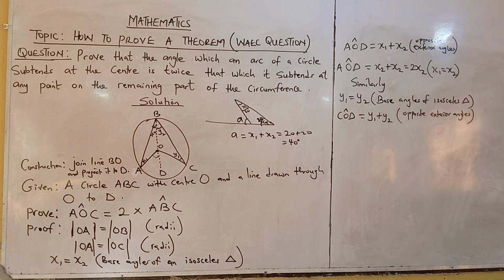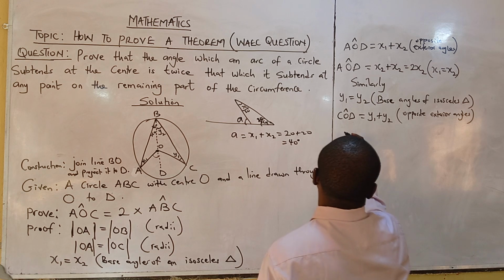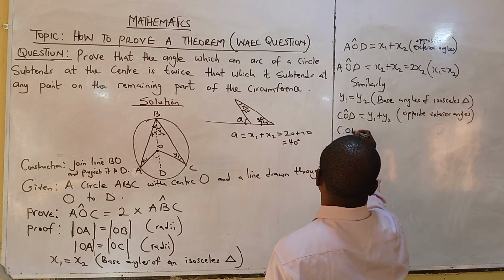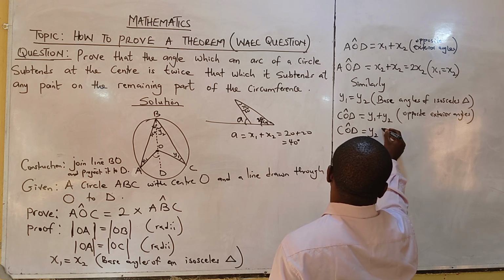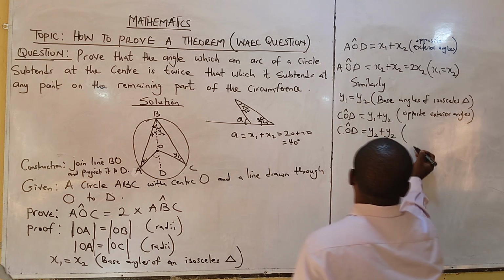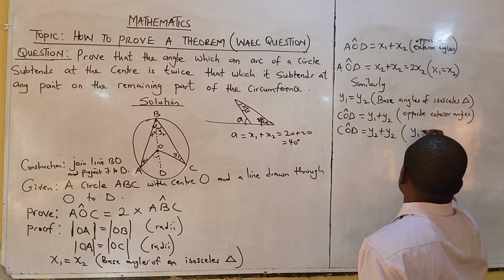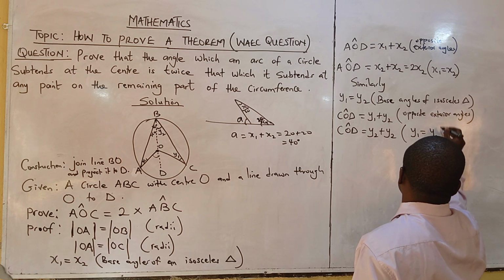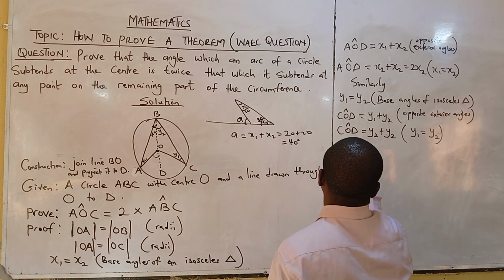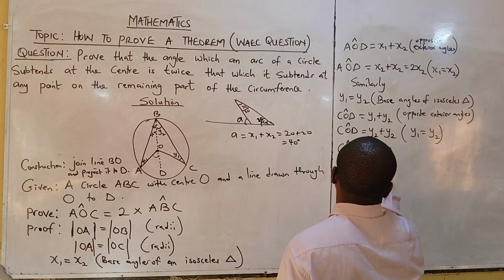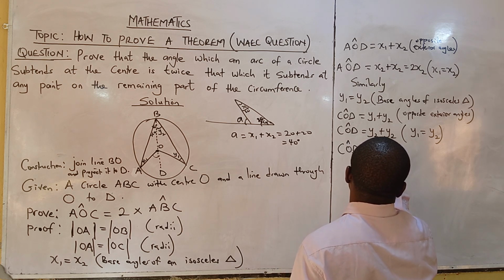Okay. Now, since you have it like that, your angle COD equals y2 plus y2. What is it? Because y1 equals y2 because of the base angles of an isosceles triangle. Now angle COD equals y2 plus y2, that's 2y2.